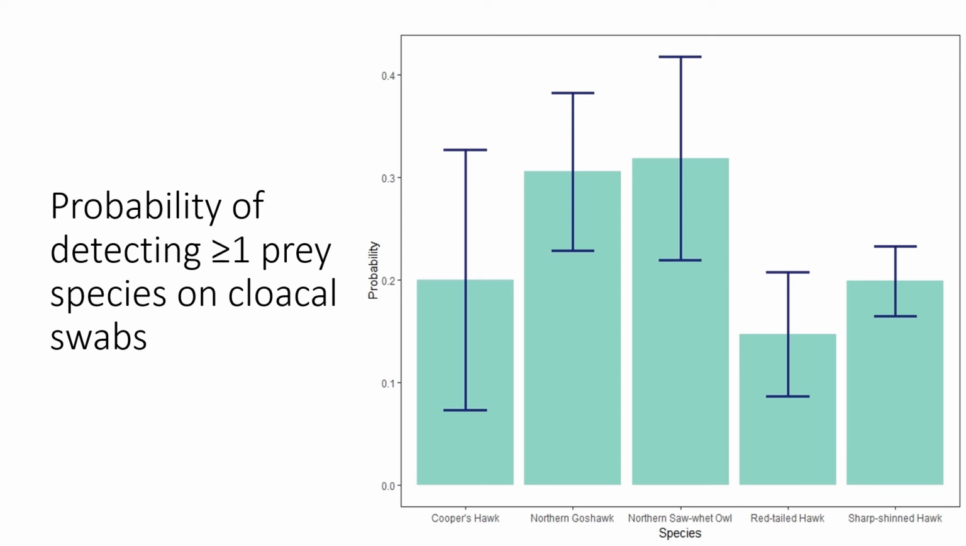Let's take a closer look now at the probability of detecting prey on a cloacal swab based on species. The error bars here are quite large for a few of these species, just because I had a low sample size. The species with the highest probability of prey detections were the northern goshawk and the northern saw-whet owl, and the species with the lowest probability of prey detection is the red-tailed hawk.